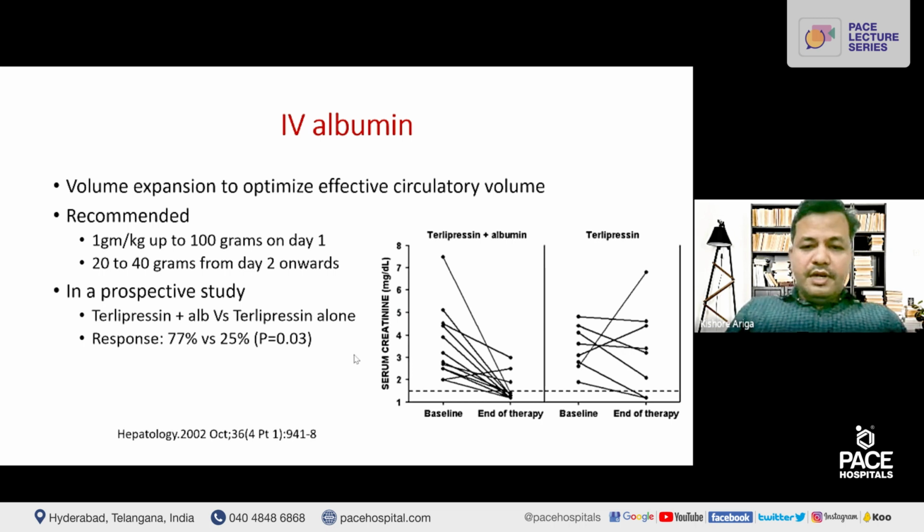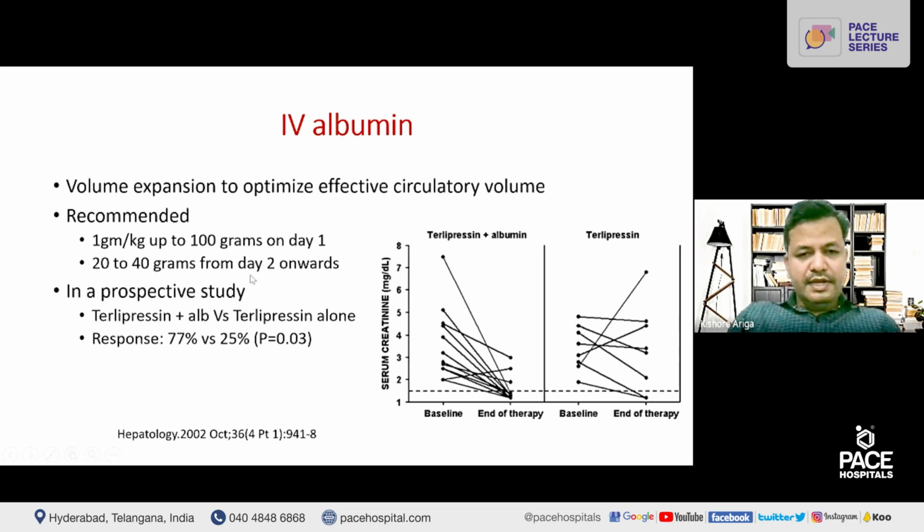Coming to the other important component of the treatment, which is IV albumin. IV albumin is for volume expansion, basically to increase the intravascular volume. Also, IV albumin is said to have anti-inflammatory properties, and the recommended dose according to the guidelines is 1 gram per kg up to 100 grams on day 1, and 20 to 40 grams from day 2 onwards.